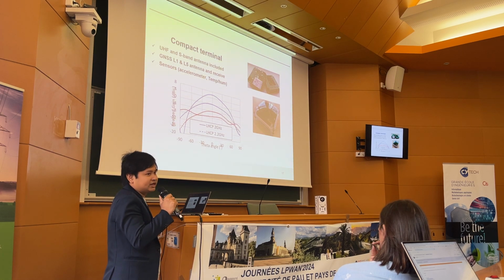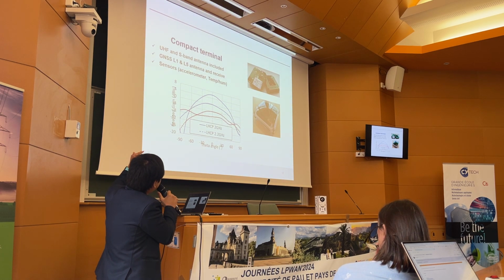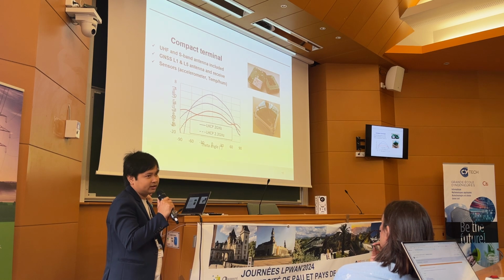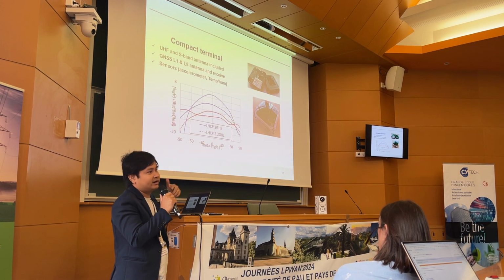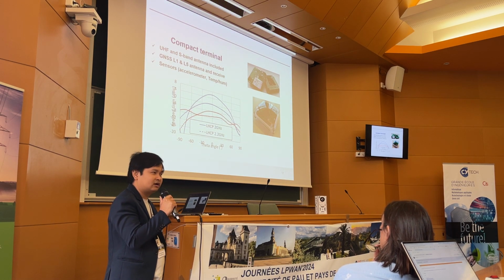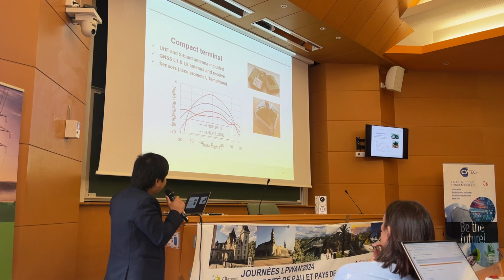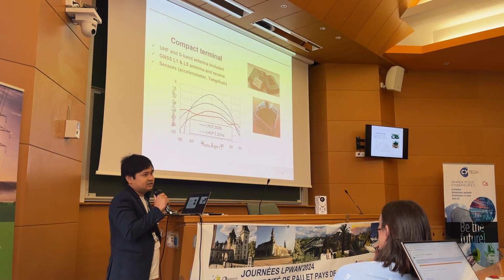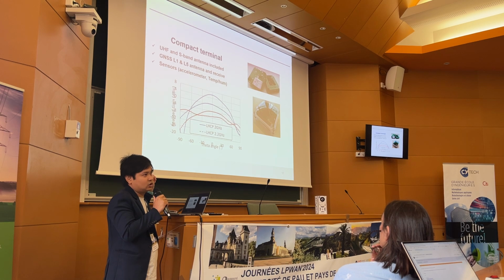For location, for GNSS, we have the antenna for two bands, L1 and L5, so we get better location of the device. And all of these antennas are circular polarization. So, as I said, better alignment.